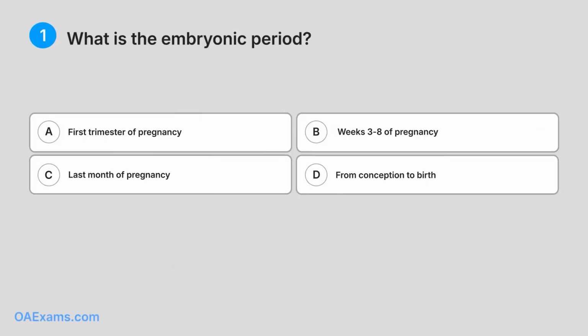1. What is the embryonic period? A. First trimester of pregnancy. B. Weeks 3 to 8 of pregnancy. C. Last month of pregnancy. D. From conception to birth. What do you think is the answer?